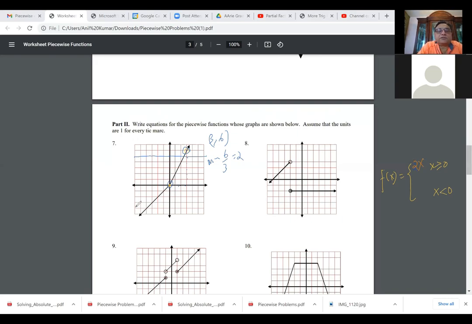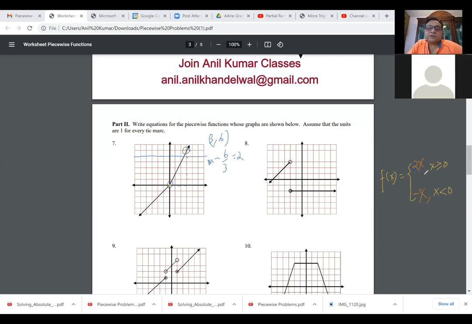Now, the other line, which is going downwards, has a negative slope of 1, so that is minus x. Is that clear to you? That is how we get the function for question number 7. Okay. Now, let's do question number 8.